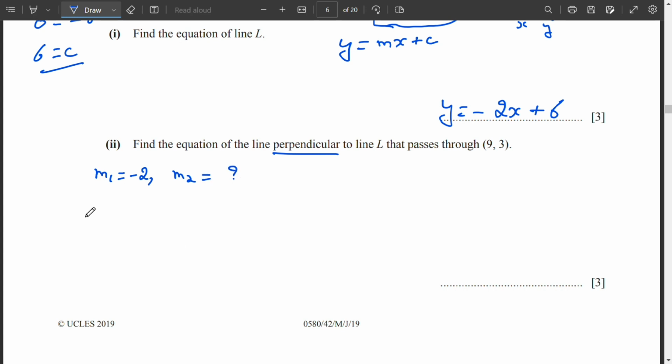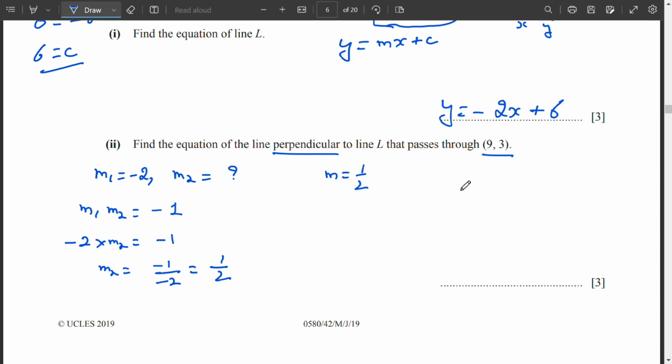We know that for perpendicular lines, the product of slopes m1 m2 equals minus 1. So this is minus 2 into m2 equals minus 1. So what is m2? m2 is minus 1 by minus 2, that is 1 by 2. So the slope of this line is 1 by 2. You can take m as 1 by 2, and it passes through 9 comma 3. So writing the equation, y equals mx plus c. We all know that m is 1 by 2.